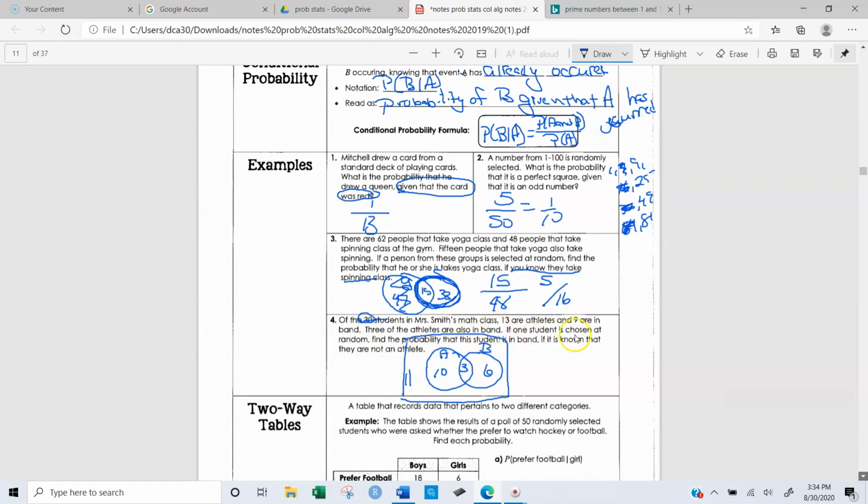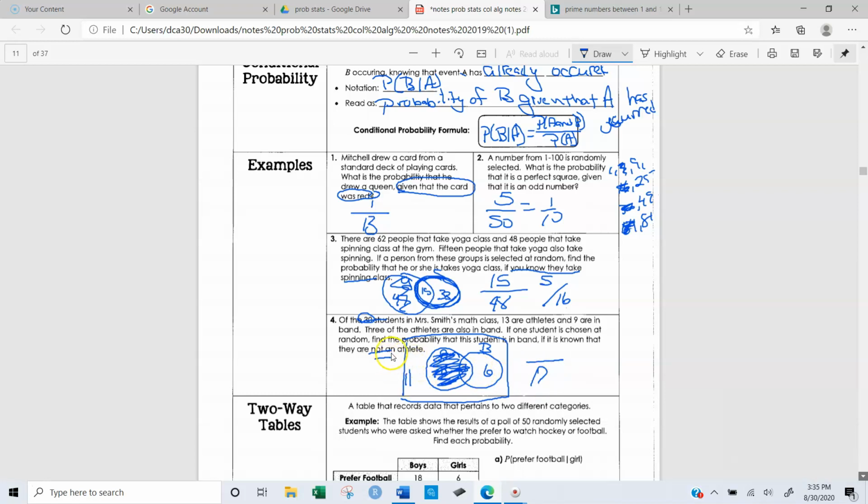Okay. If one student is chosen at random, find the probability that that student is in band if it is known that they are not an athlete. So this is tricky. They are not an athlete. So I'm going to take all my athletes out of the equation. So these guys are all gone. They don't count because they're not an athlete. So that means I have these 11 plus these 6 left. So I have 17 students that I'm looking at.